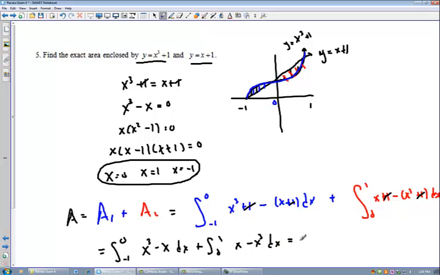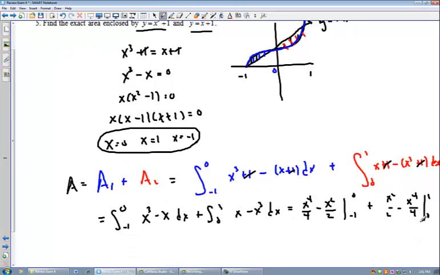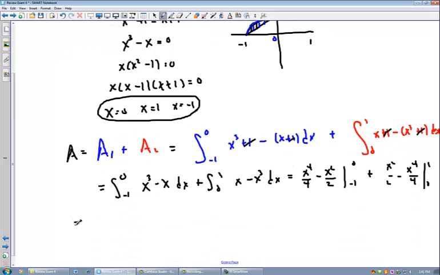Which is equal to, and you simply add 1, so x to the 4th over 4 minus x squared over 2 from minus 1 to 0, plus x squared over 2 minus x to the 4th over 4 from 0 to 1. Which should be pretty easy to do. If you plug in 0, you're going to get out 0, so you're going to have 0 minus 1/4 minus 1/2. Plus, if you plug in 1, you're going to get 1/2 minus 1/4. And minus, if you plug in 0, you're going to get out 0. And so this is equal to a negative 1/4.